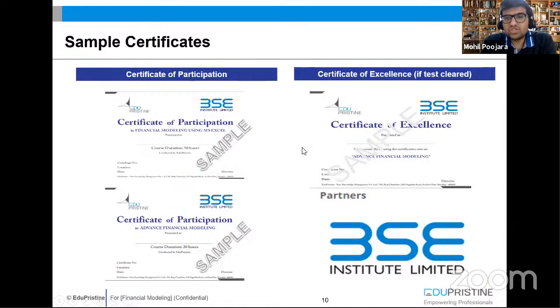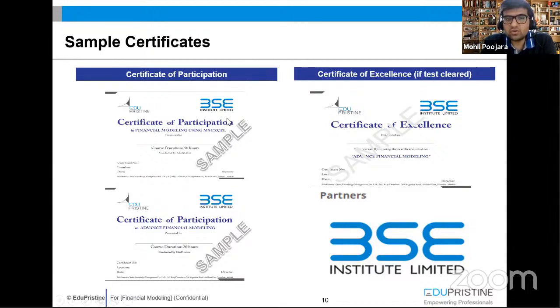This is important. So this course, guys, is not just a course by EduPristine. It is a course in conjunction with the Bombay Stock Exchange. And this is a very well-reputed course because BSE has signed off on it. And for people participating in this course, we'll give a certificate of participation.